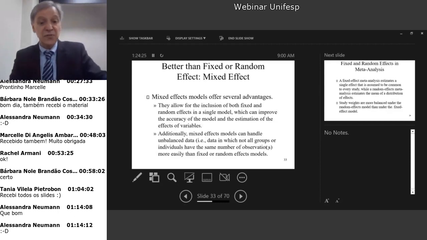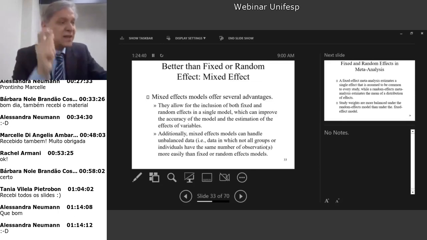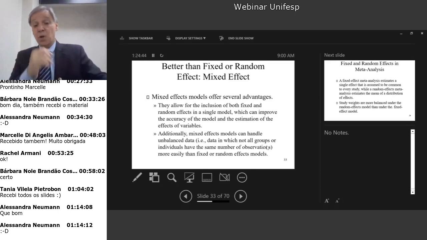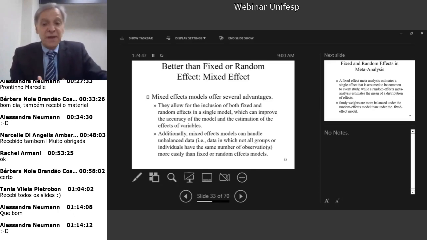Mixed effect models offer several advantages, or random effect. They allow for the inclusion of both, in the case of mixed effect, both fixed and random effects in a single model, which can improve the accuracy of the model and the estimation of the effects of variables. And the accuracy is improved because it usually gets the right variance, okay? Or at least it's a more robust variance. It may be a little bit larger, but it's better.